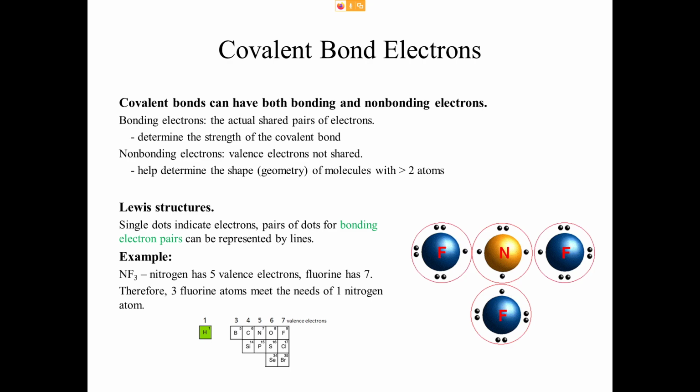So looking at the bottom here, I have a drawing of a nitrogen atom. We're not showing its nucleus, but we're going to say it's a nitrogen. You can say there's definitely 7 protons down in there. And then we have 3 fluorine atoms around it.